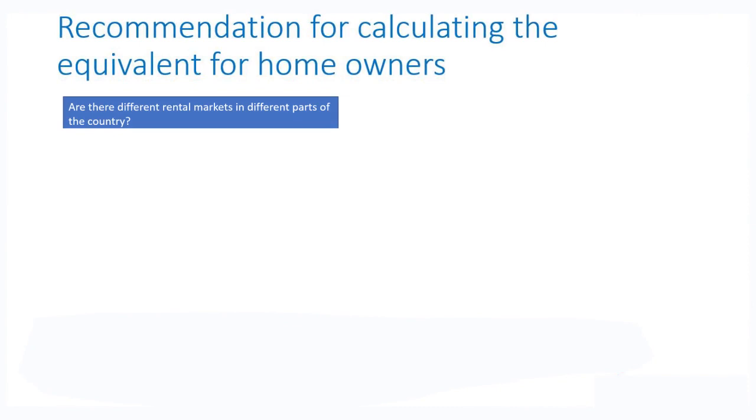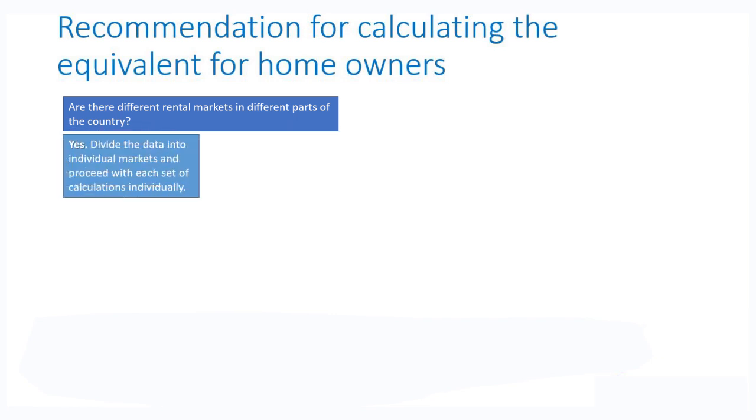This means, would the same house rent for different prices in different parts of the country, or are there fundamentally different types of housing in different parts of the country? If the answer is yes, the analyst should divide the data into the different markets and then proceed with the calculations accordingly. If no, the analyst can proceed with the full data set.